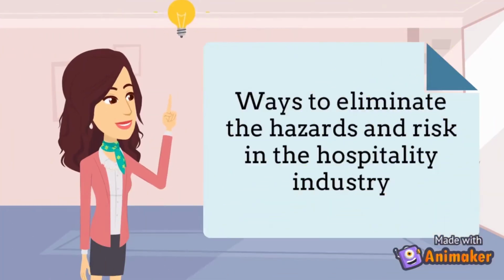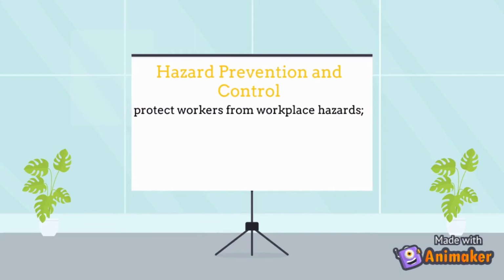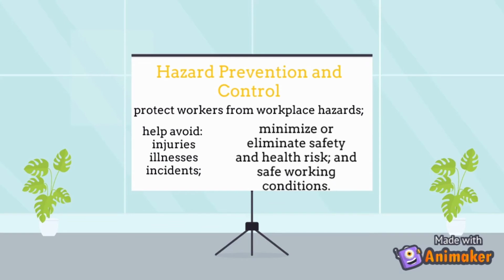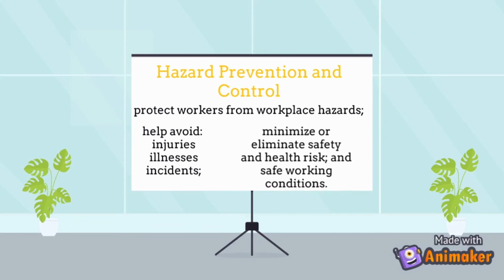There are many ways to reduce, prevent, and eliminate the hazard and risk in the hospitality industry. Hazard prevention and control. Effective controls protect workers from workplace hazards, help avoid injuries, illnesses, and incidents, minimize or eliminate safety and health risks, and help employers provide workers with safe and healthful working conditions.